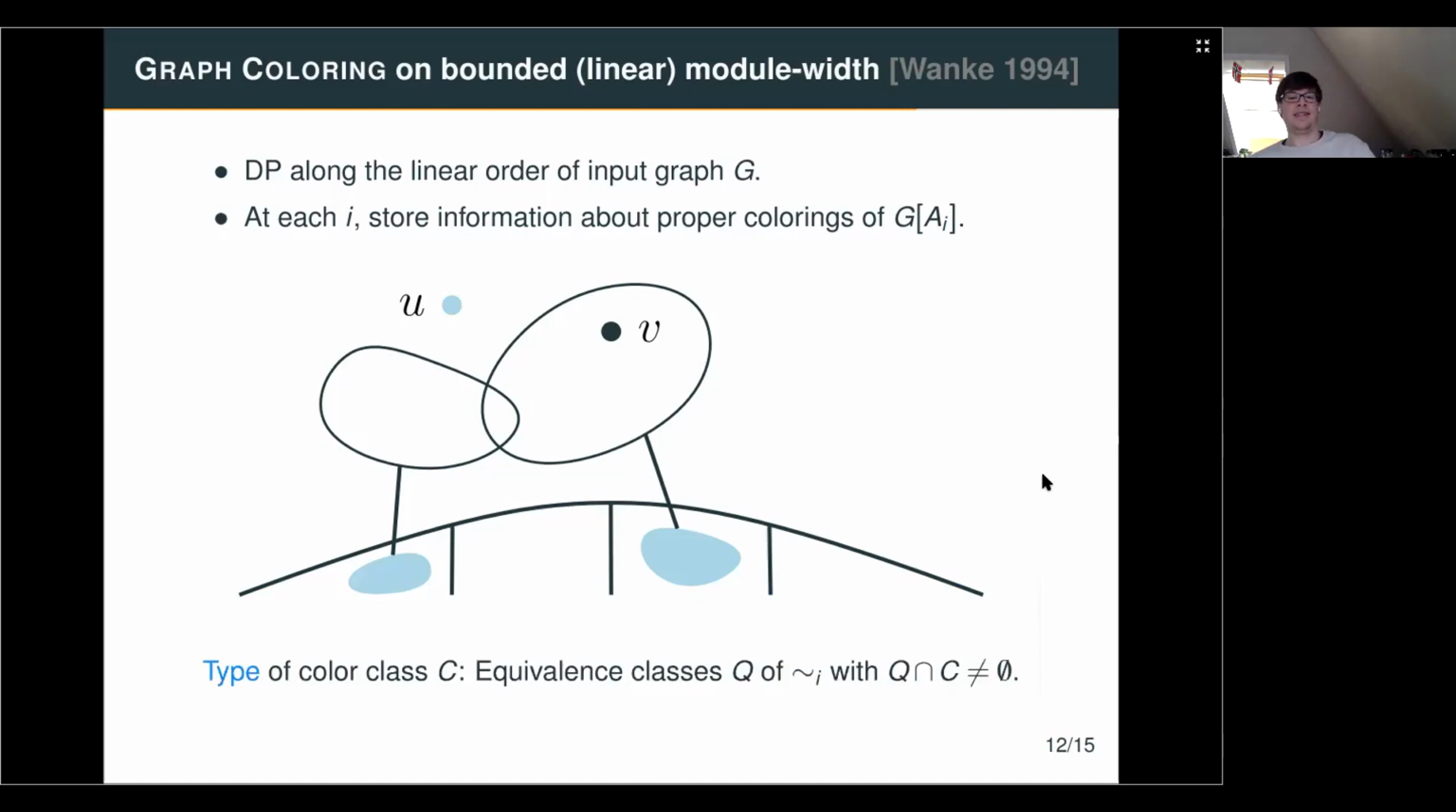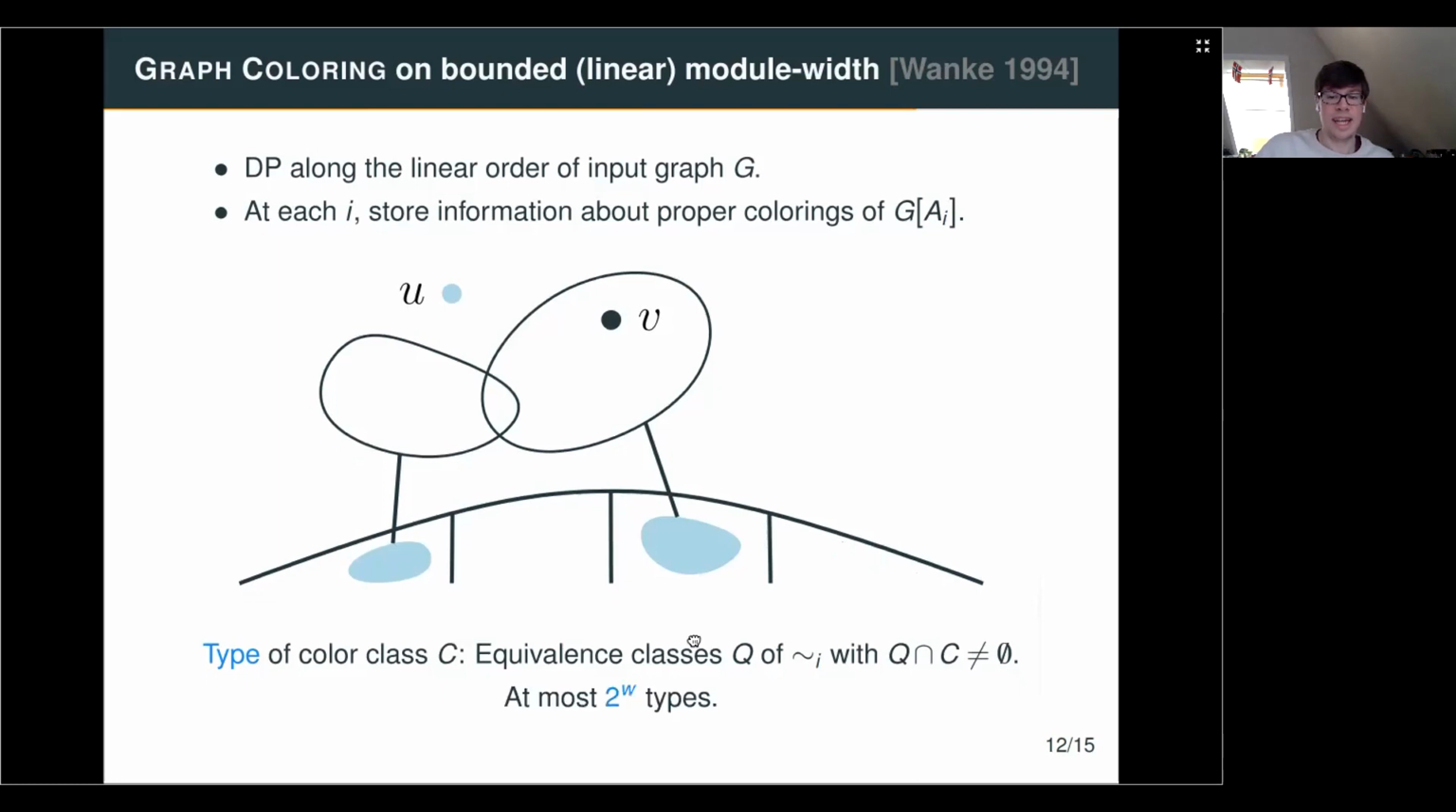This is the essential information that we have to keep about the color classes, and nothing else, actually. We only have to remember, for each of the color classes, the set of equivalence classes of this module width equivalence relation such that there is a vertex of the color c in that equivalence class. And of course there are at most 2^w many types, because we have w equivalence classes, and each subset of these equivalence classes gives us a new type.